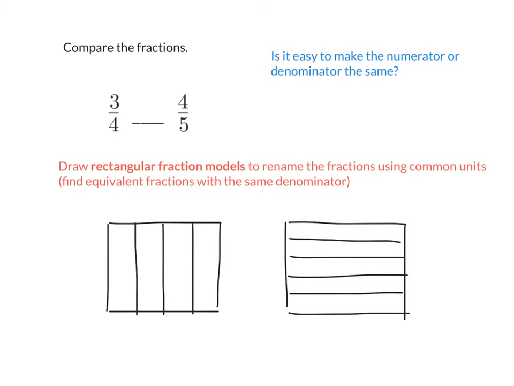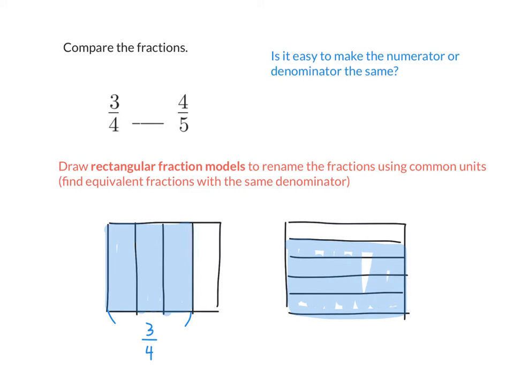Okay? So let me show you. Go ahead and draw 3/4. You're going to take a rectangle and you're going to color in 3 of the fourths. Of course, we'll label it as 3/4. Then, similarly, you'll take another rectangle and you'll color in 4 of the fifths.